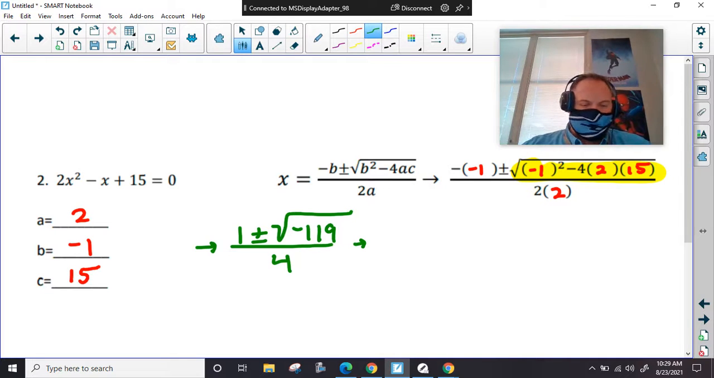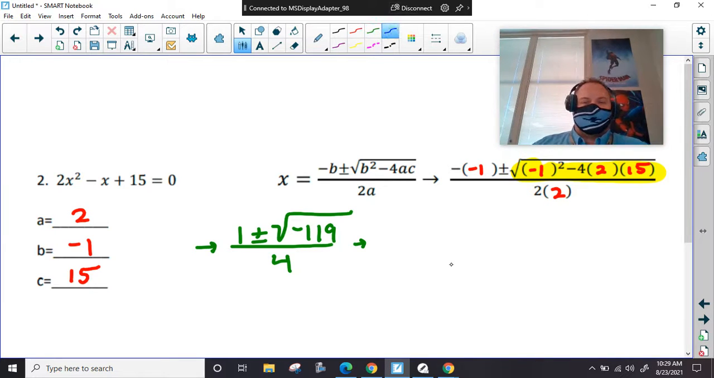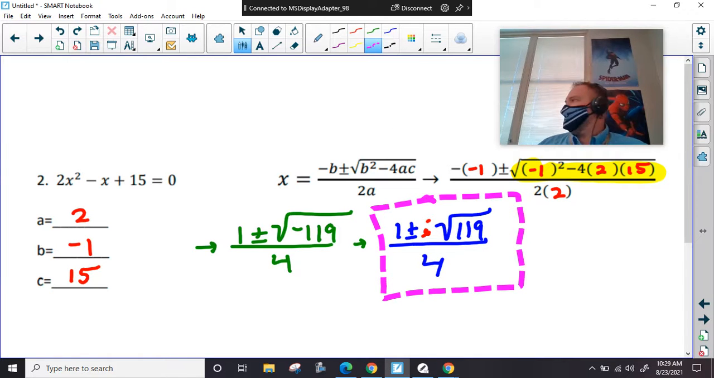Okay. All right. So I'm taking the square root of 119, and I get square root of 119. That's awesome. I'm glad this is fun because this is easy. All right. What's the only thing I'm missing up here? The i. And that's it. It's the same thing. You still got i.